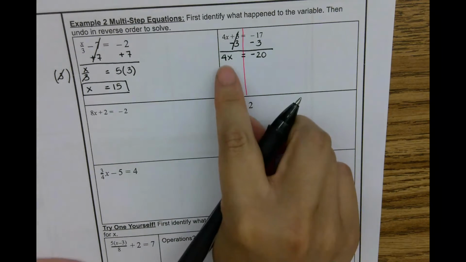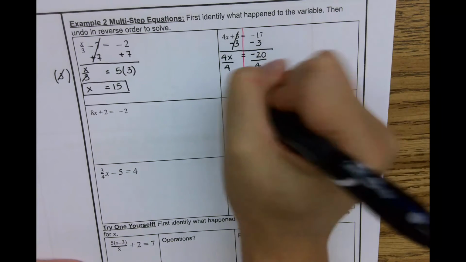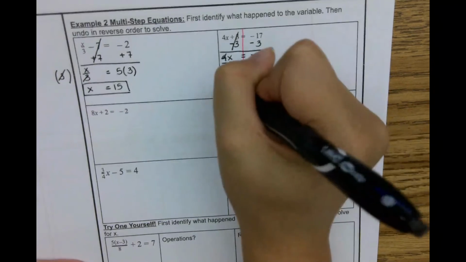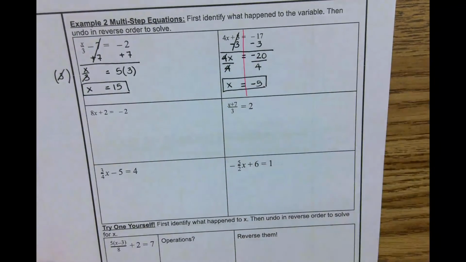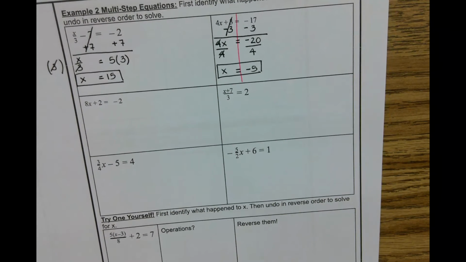Then this is 4 times x. Get rid of it by dividing by 4. It cancels out, leaving me with x equals negative 5. You don't have to do this line if you don't want, but especially if you end up tripping up on things, I'm going to advise you to put that line there.